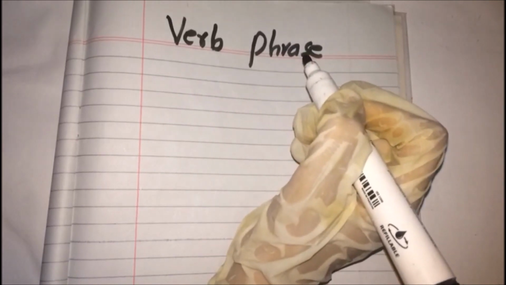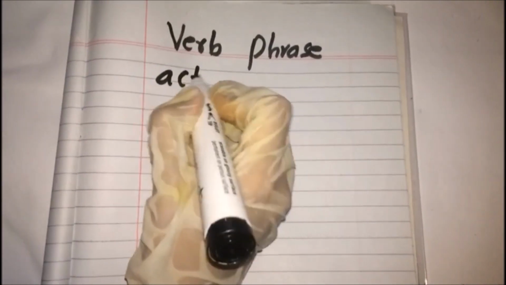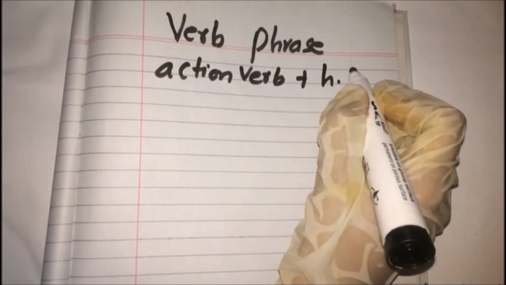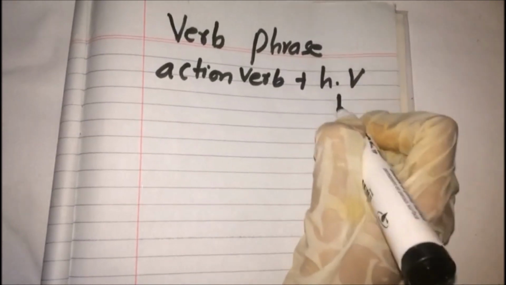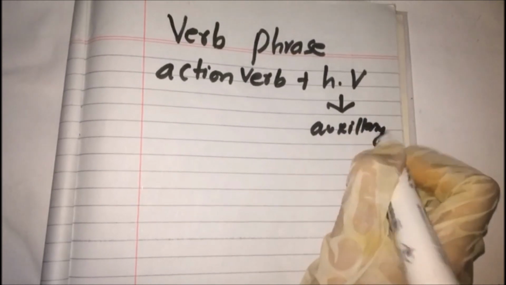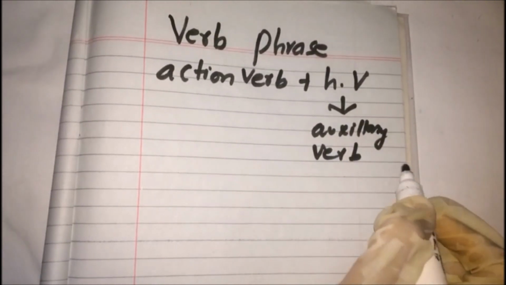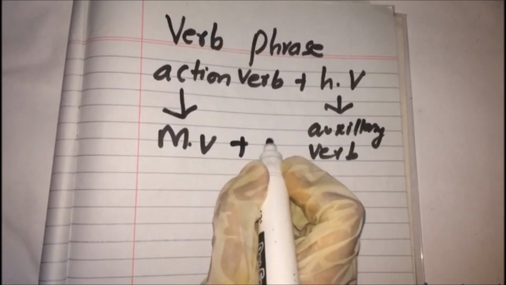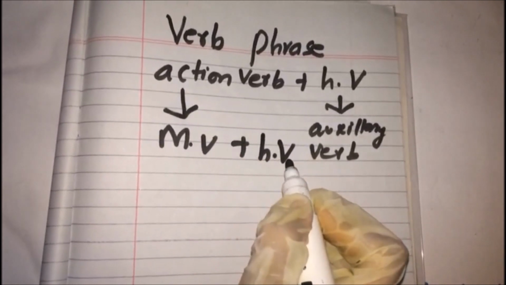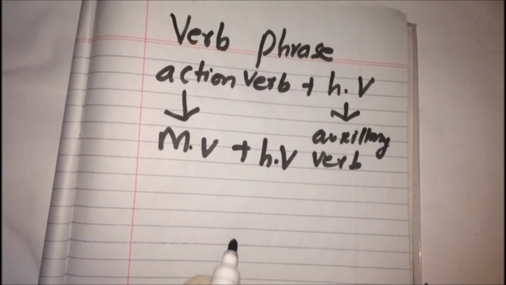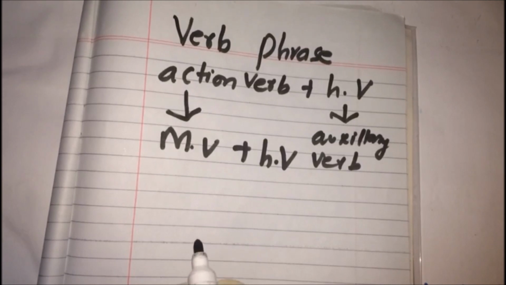A verb phrase is a combination of an action verb and a helping verb, which is also known as an auxiliary verb. Yes, action यानी कि मेन वर्ब और हेल्पिंग वर्ब जिसे हम auxiliary verb कहते हैं. So only verbs will be available in a verbal phrase. Let's look at the example.